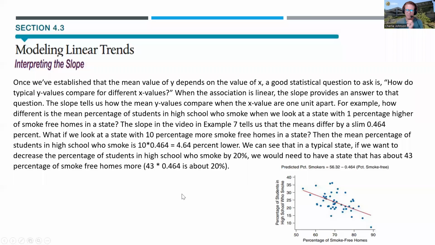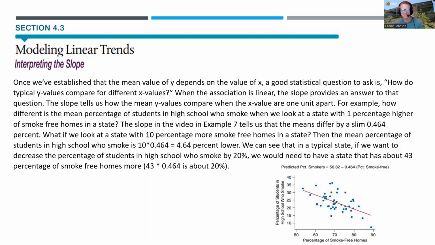Once we've established that the mean value of y depends on the value of x, a good statistical question to ask is, how do typical y values compare for different x values? When the association is linear, the slope provides an answer to that question. The slope tells us how the mean y values compare when the x values are 1 unit apart. Slope is always rise over run, and so it's a number over 1, and so it says as the x value is 1 unit apart, then the y value changes by that slope.